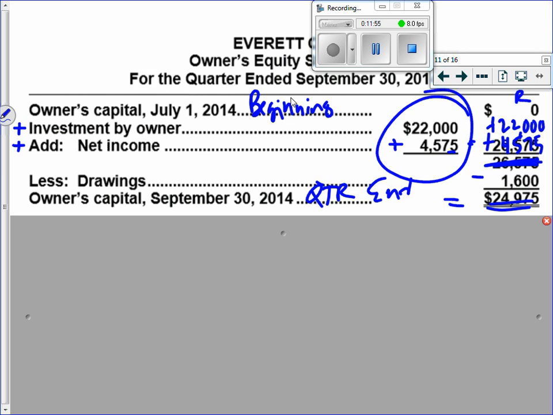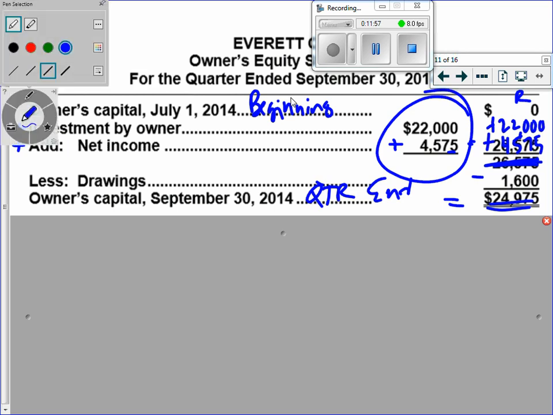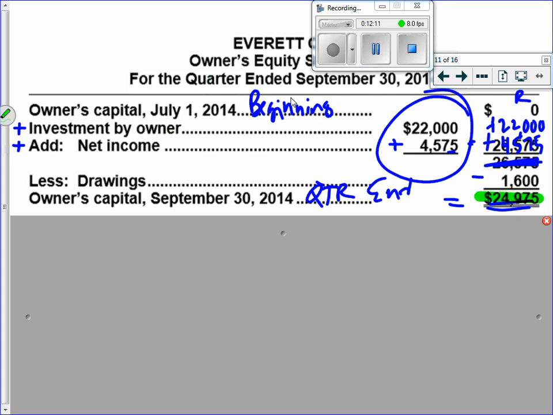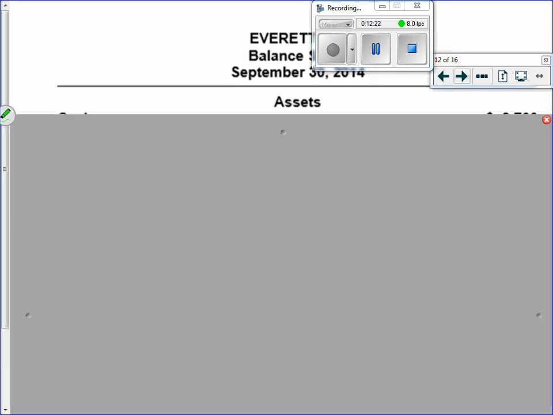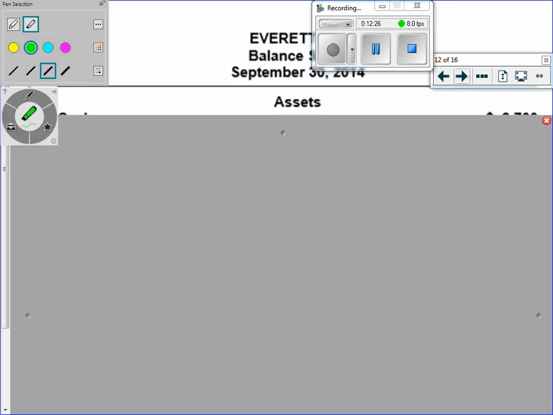With your highlighter, tell me which number needs to get zipped over to the other financial statement. Owner's capital at the beginning or the end? 24,975 will get teleported to our next and final financial statement. Here you should have two columns. Do you have two columns? Okay, good. Why?